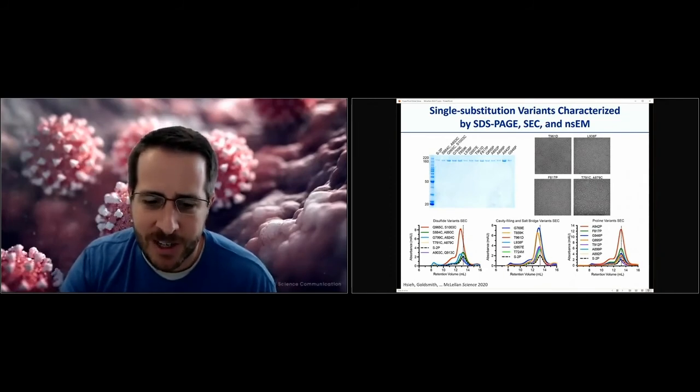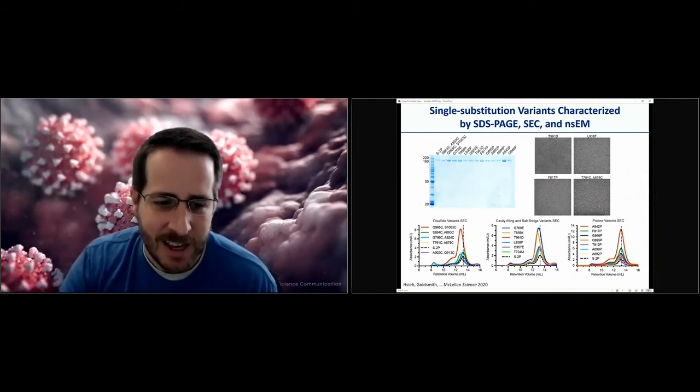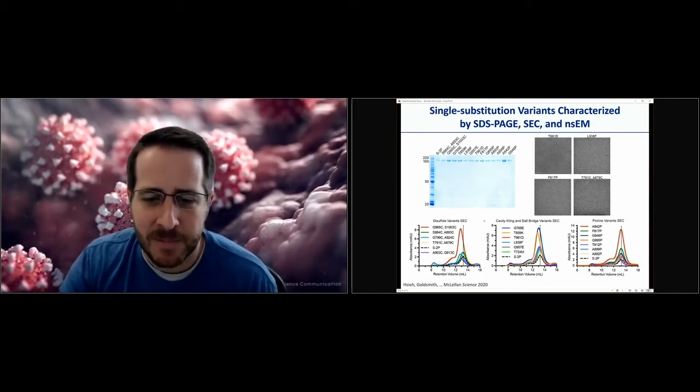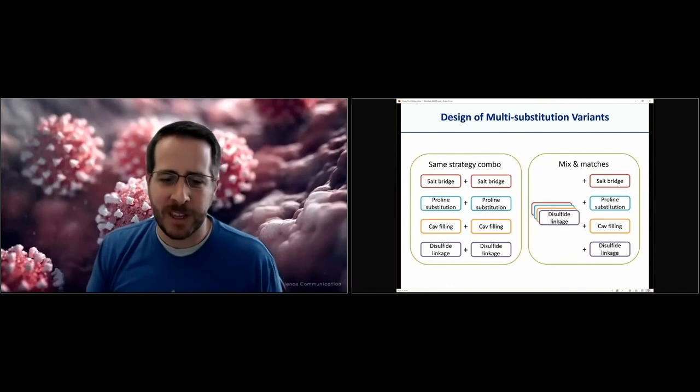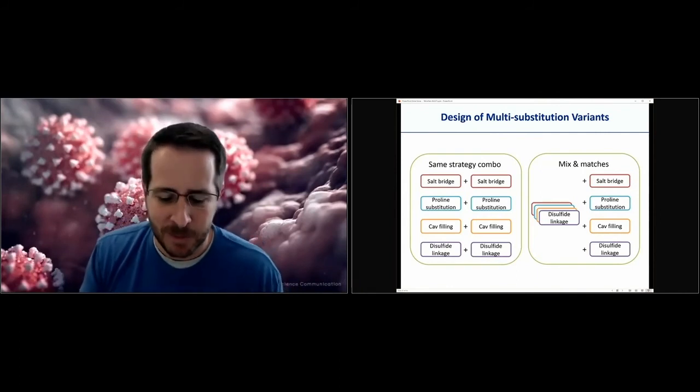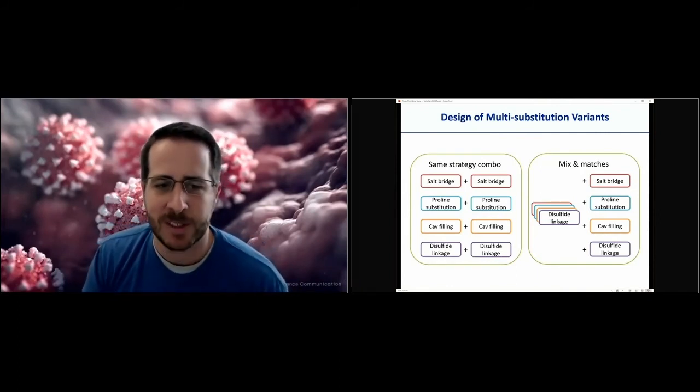Gel filtration, so the dashed line is the S2P variant. So these are all the disulfide bonds. So here's the one that boosted expression. The cavity filling and salt bridge variants, and then some of the prolines. So we had this nice collection of about 24 individual variants that either boosted expression or improved the stability.